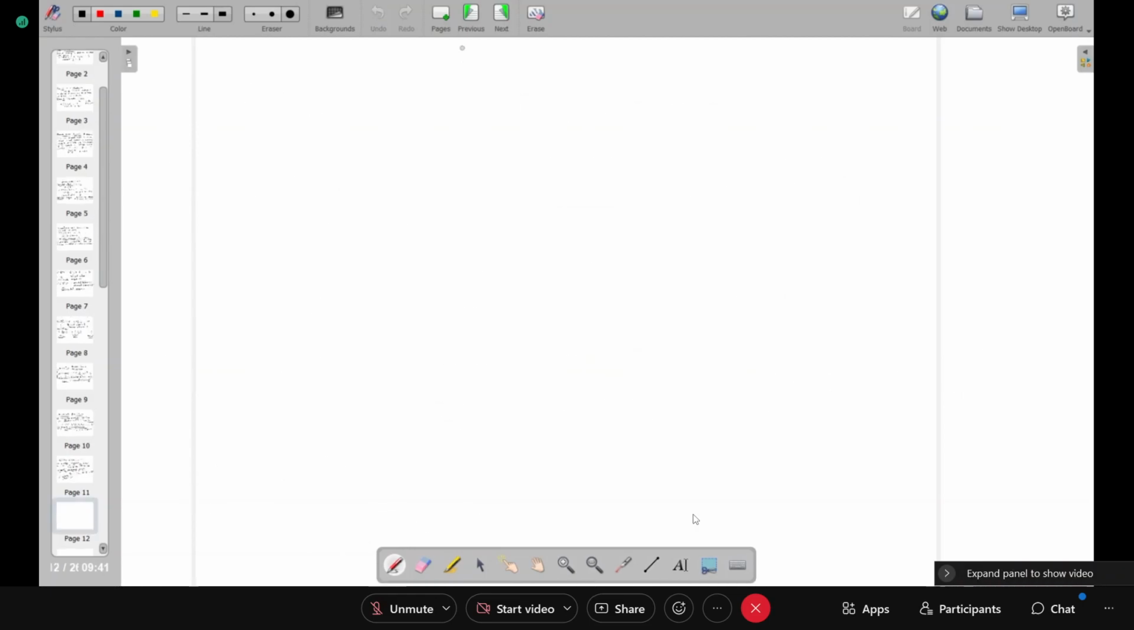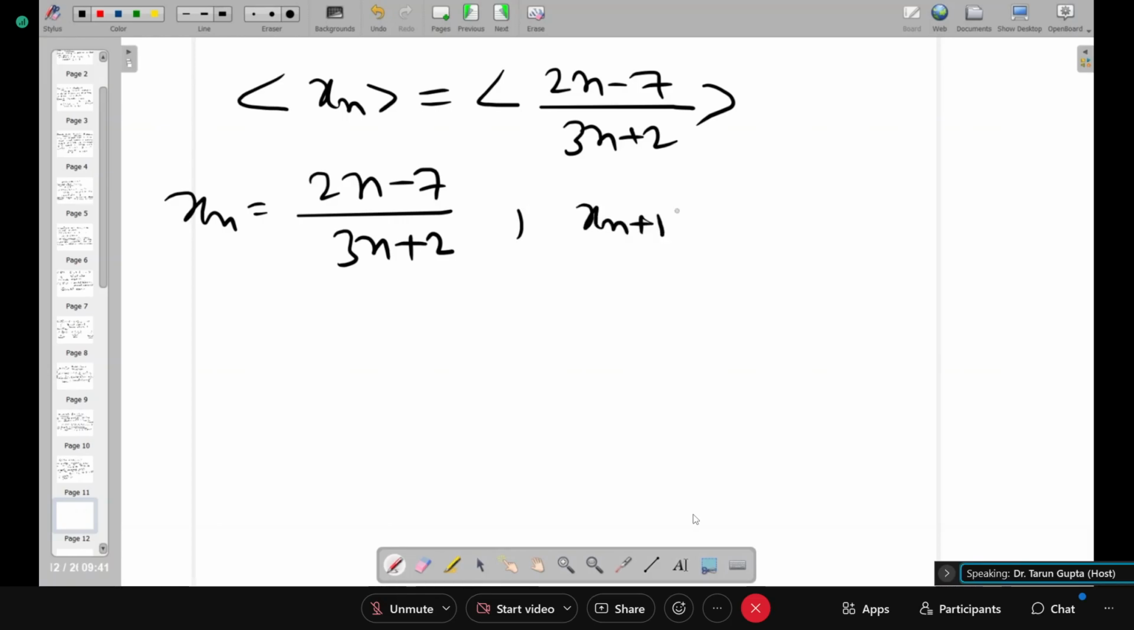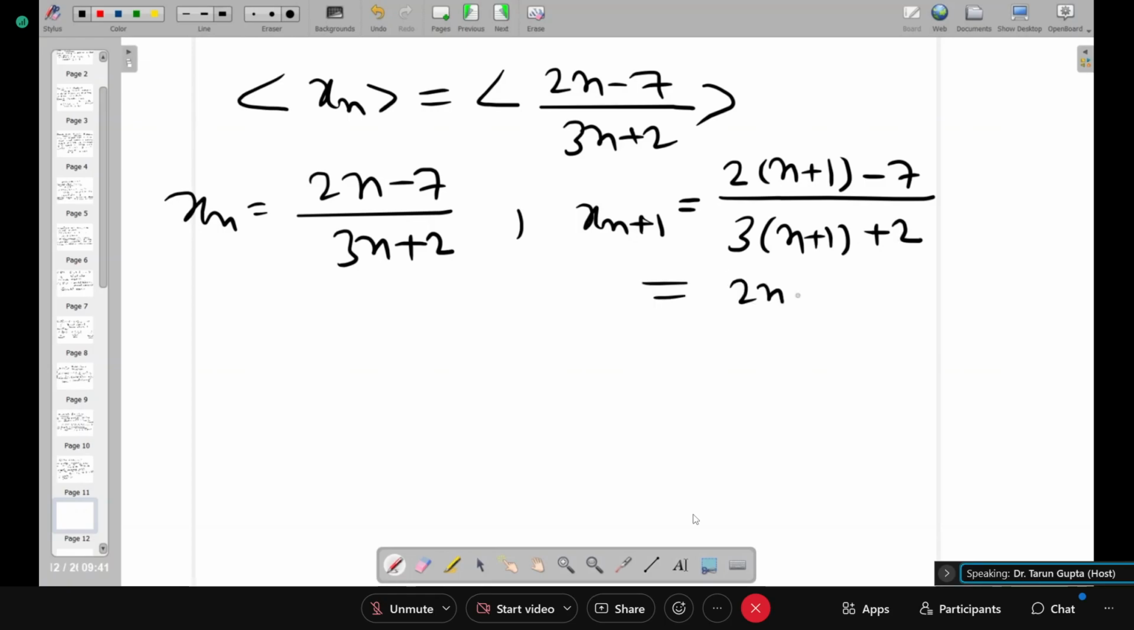Yes. Here, let this is the xn sequence, which is 2n minus 7 upon 3n plus 2, means xn value is 2n minus 7 upon 3n plus 2. So what is the value of xn plus 1? Put n plus 1 in place of n. So 3 into n plus 1 plus 2. So this will come 2n minus 5 upon 3n plus 5. Okay. Now you calculate xn plus 1 minus xn.